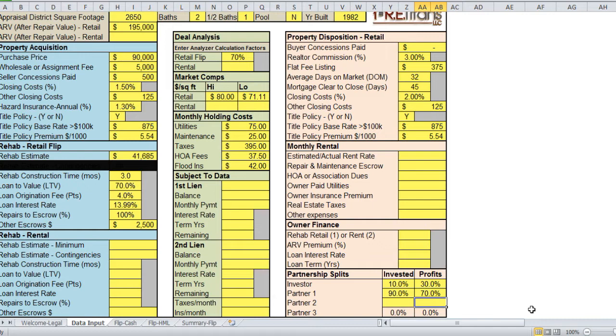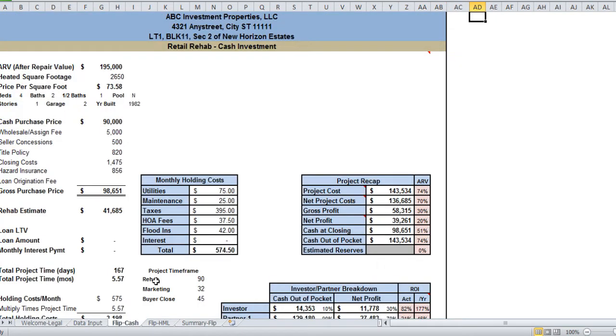Okay, now that we have entered all our data, let's see how our deal looks. First, we'll take a look as if we were going to do the deal completely with cash. Therefore, I'm going to go down here to the tab that says Flip Cash. You will notice there's a big blank space up here in the upper right-hand corner of the page. This is where you can put a nice picture of the property to show your lenders, partners, etc. I'm going to grab a pic and paste it on the page. You also see there's a note as to the size you need to fit the page, so I'll resize the pic and center it.